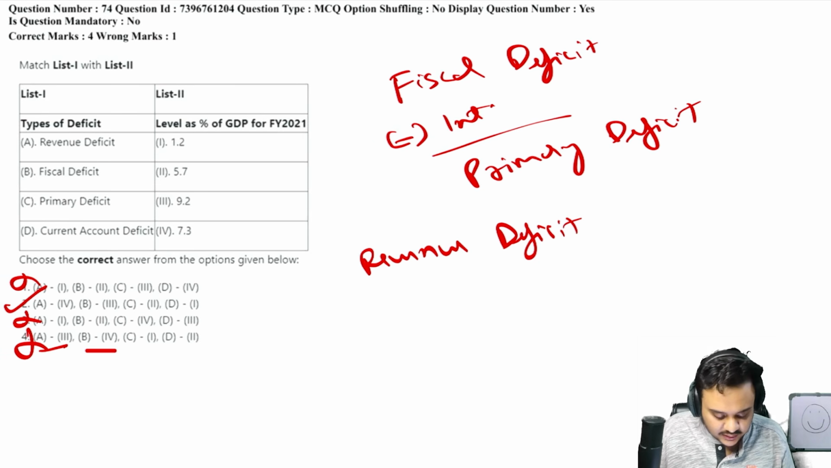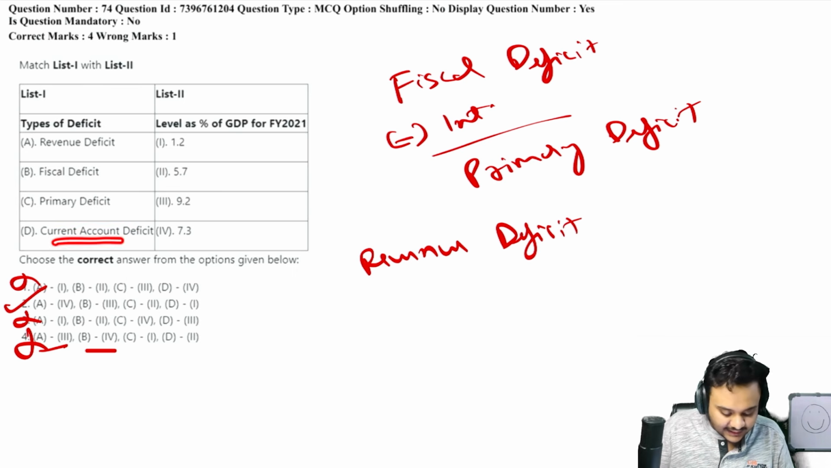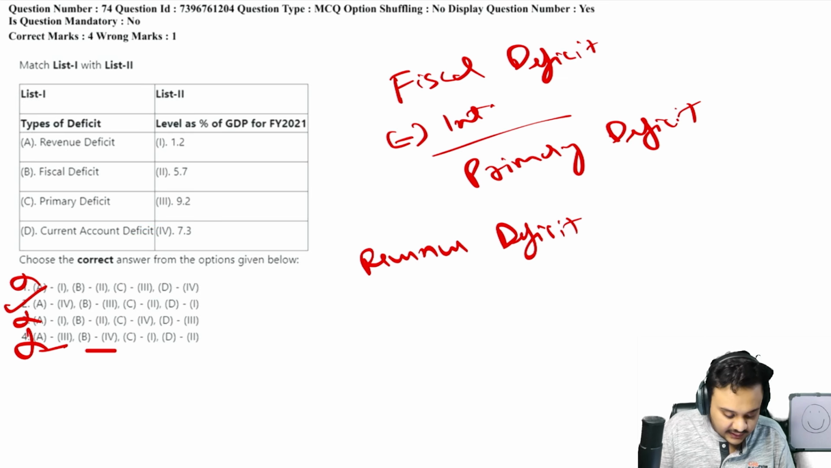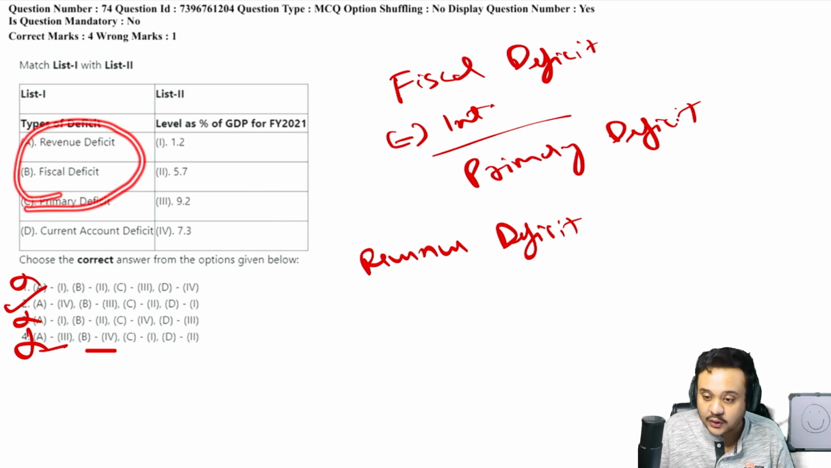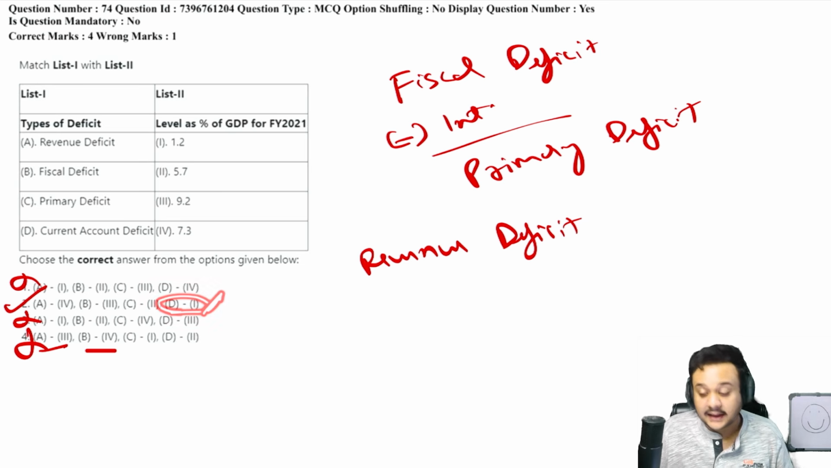Another logic that you can use is that the current account deficit is relatively very small compared to these values, because these are the total expenditure and the total receipts, while the CAD is nothing but the difference of your exports and imports, and that as a percentage of GDP has to be the smallest relative to every one of these. It has to be the smallest. So that is why CAD is also 1. So even by that logic, you can reach the answer directly.